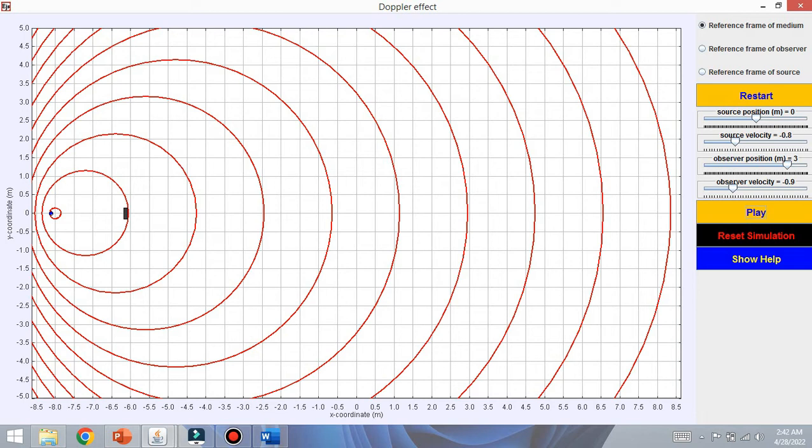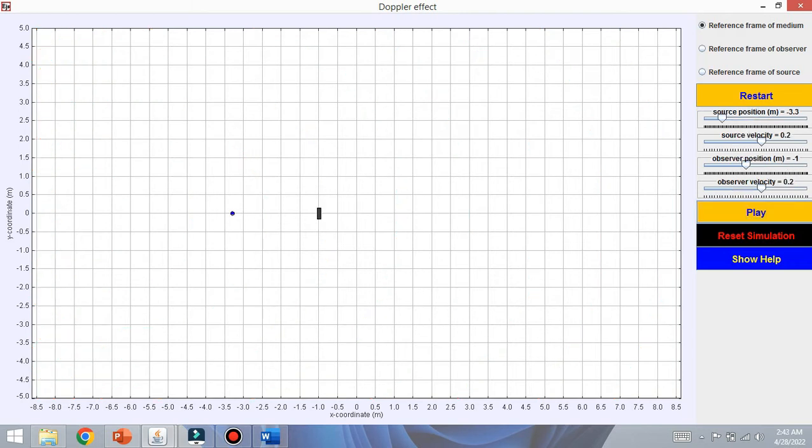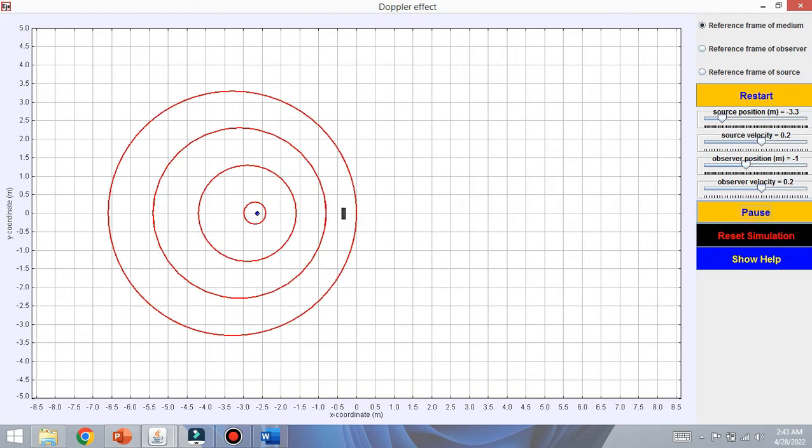The source is moving away from the observer, the observer is moving towards the source, and the observed wavelength is longer, and that makes the frequency lower. And this is how it looks using the Doppler effect simulation if the observer is moving away from the source and the source is moving towards the observer.